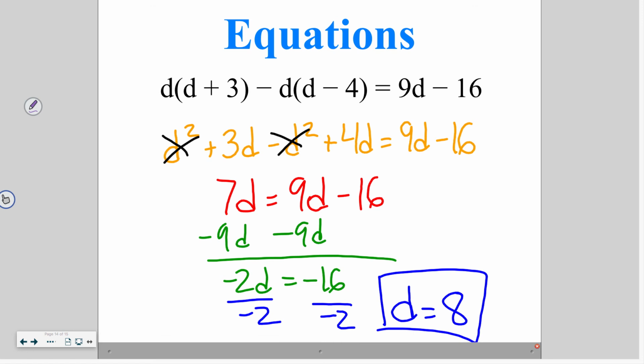Doing the distributions on the left side first, you get d squared plus 3d minus d squared plus 4d is equal to 9d minus 16. Those d squareds cancel out when you're combining your like terms, so you have 7d is equal to 9d minus 16. Subtracting 9d from both sides, negative 2d is equal to negative 16. Dividing by negative 2 gives you 8.